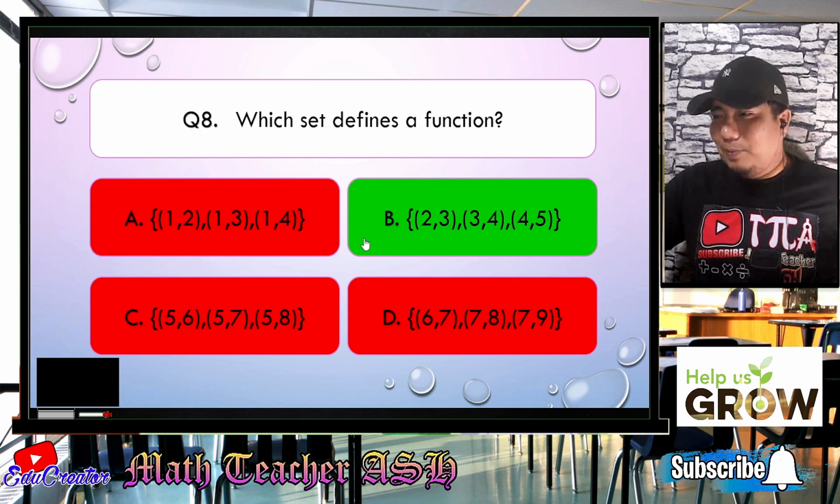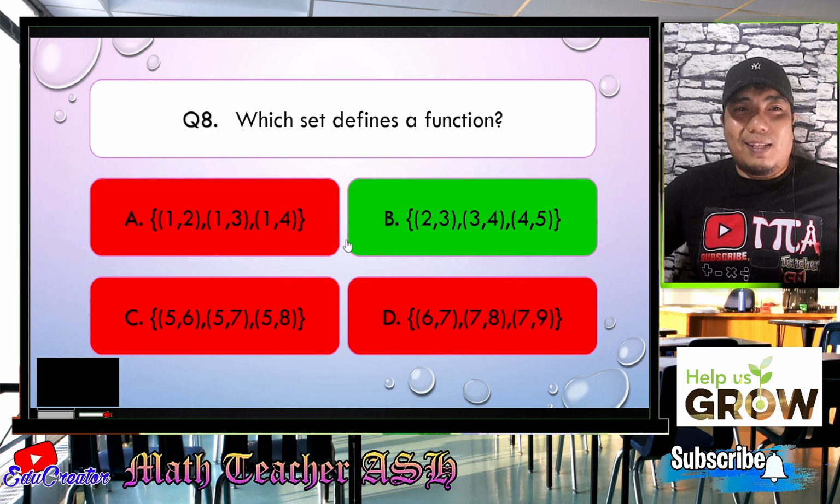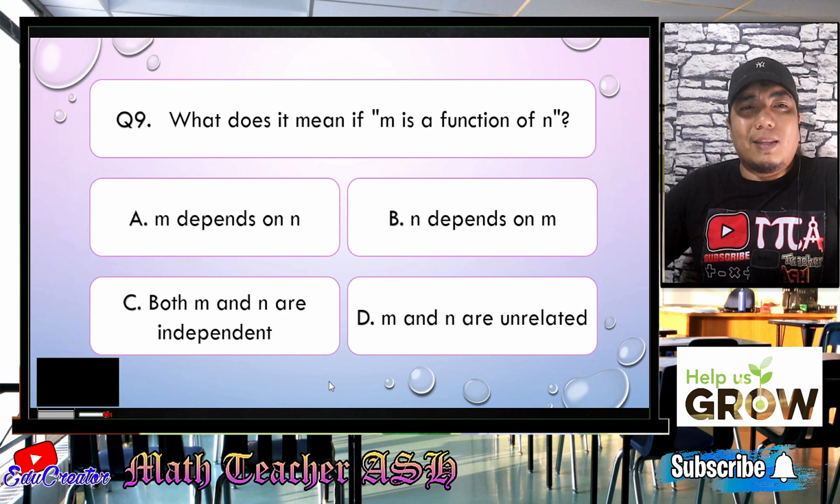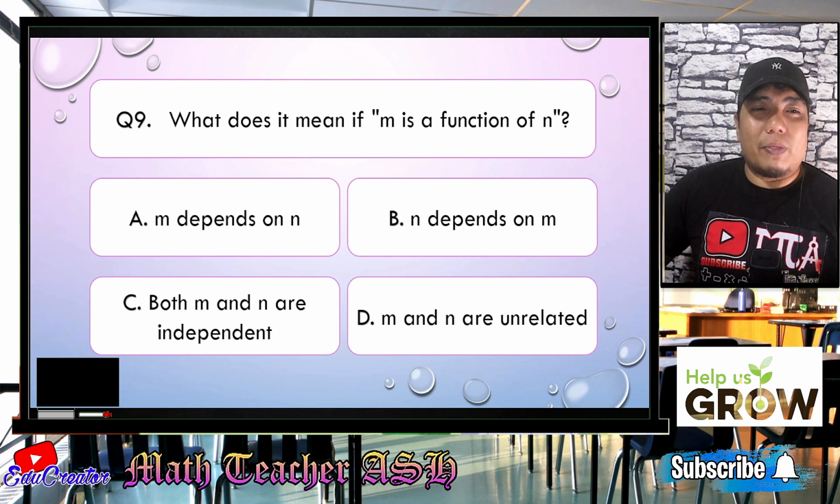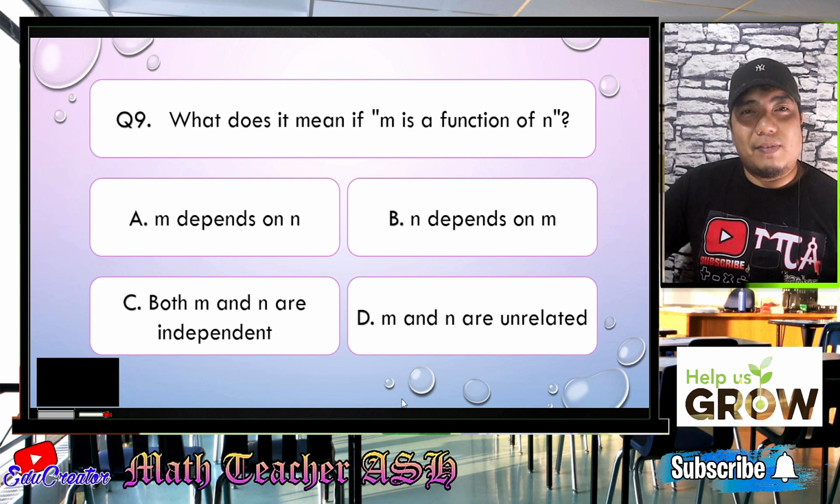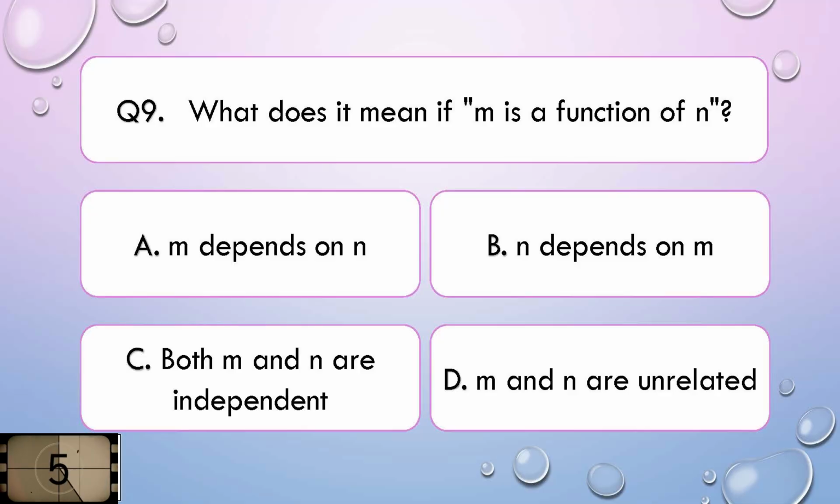All right. Now, let us go to question number 9. What does it mean if m is a function of n? A, m depends on n. B, n depends on m. C, both m and n are independent. Or letter D, m and n are unrelated. I'll give you 5 seconds to think about your answer.